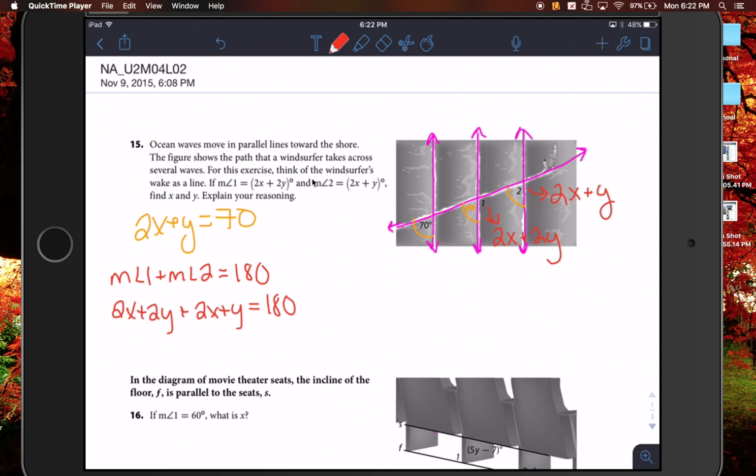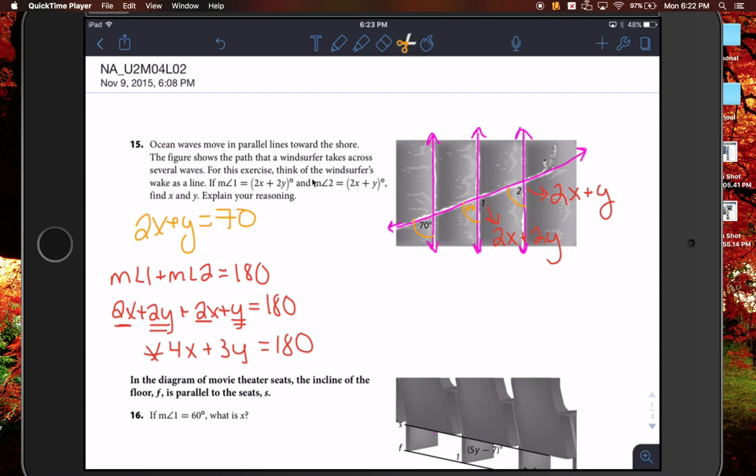And now I can combine like terms. 2x and 2x are like terms, and 2y and y are like terms. So 2x plus 2x is 4x, 2y plus y is 3y, and that equals 180. Now I have to stop there because I have two variables and only one equation. But up here in orange, I see that 2x plus y equals 70. So I'm going to solve that equation for y and then plug that into my red equation down here, and then I can solve for x and for y. So I have a system of equations, going back to algebra 1.